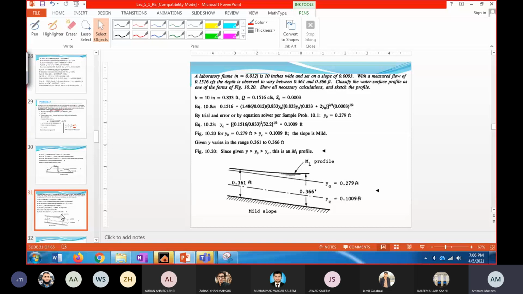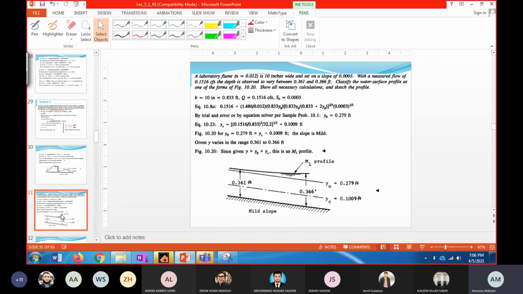A laboratory flume 10 inches wide and set on a slope is given, with a measured flow of 0.1516 cusecs. The depth is observed to vary between 0.36 to 0.366. Classify the water surface profile as in the previous question. Show all necessary calculations and sketch the profile.